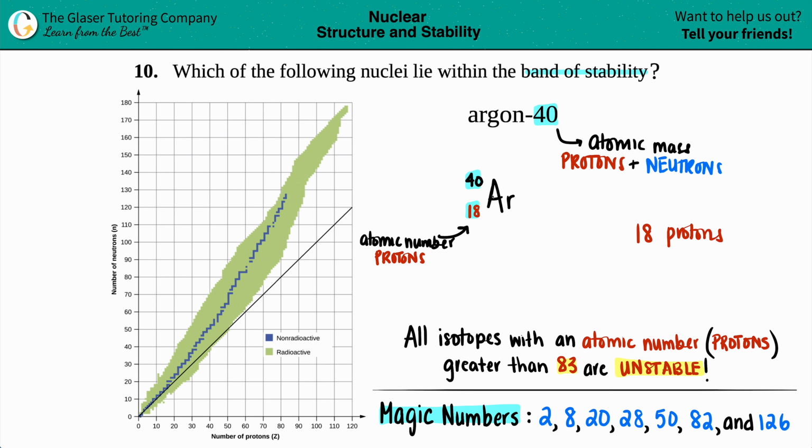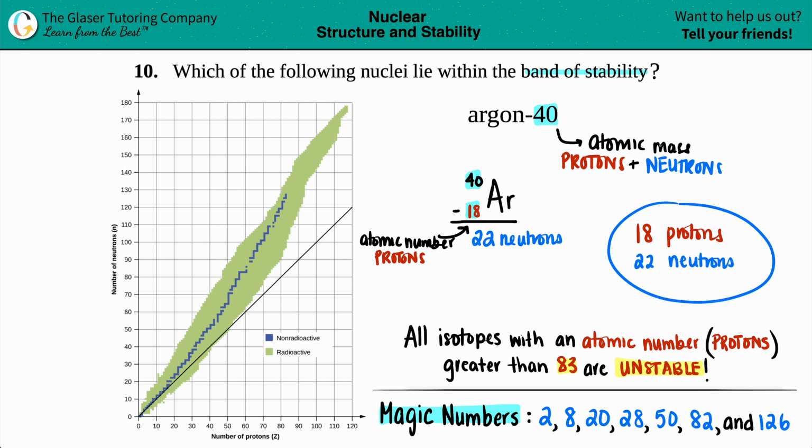But now the question is, how many neutrons do we have? Well, we have to do a little subtraction, because if the 40 is protons and neutrons, and the 18 is just the protons, I can take 40 minus 18 and get my number of neutrons. So 40 minus 18, what do we got? We got 22. If we add 18 plus 22, do we get 40? Yep, there you go. So 22 neutrons.